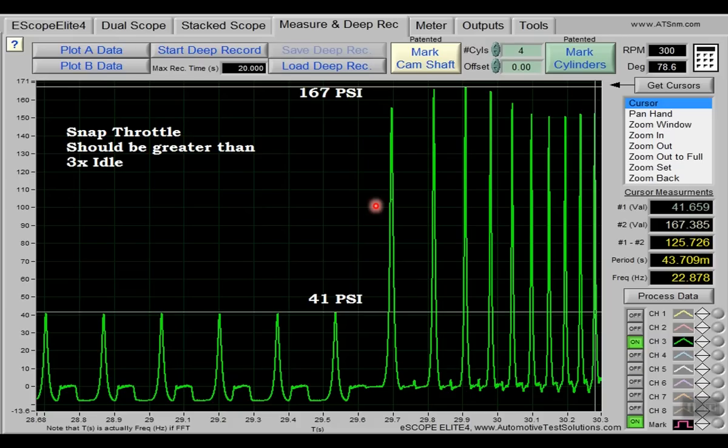My target is somewhere about 40 to 70 pounds on most motors. As long as I'm under 100, I'm not real worried. When it starts to become over 100 pounds, I want to know how I got so much volume in the cylinder that it's affecting it. Now, when I snap the throttle and I have 41 to 167, I have more than a 3x increase. And that's really what I'm looking for.